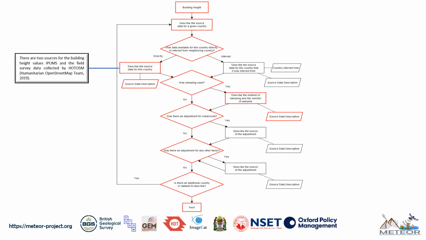There were 2 sources for the building height values: the Integrated Public Use Microdata Series, IPUMS, and the field survey data collected by the Kathmandu Living Labs for the Humanitarian OpenStreetMap team, HOTOSM. In areas designated as rural development, the height distribution was acquired from IPUMS. Specifically, heights for unreinforced brick masonry, UFB1 and UFB5.